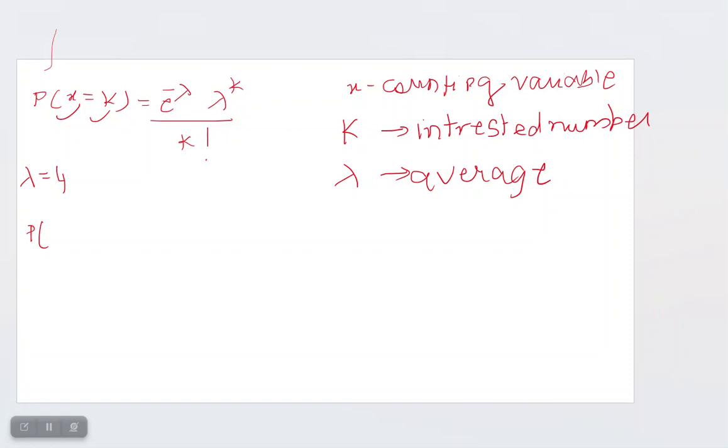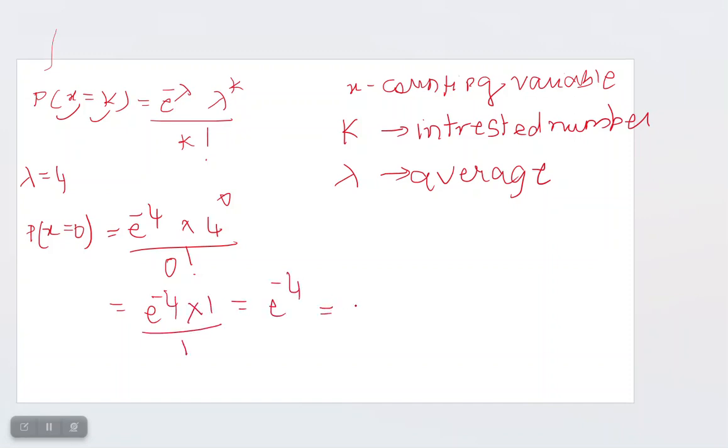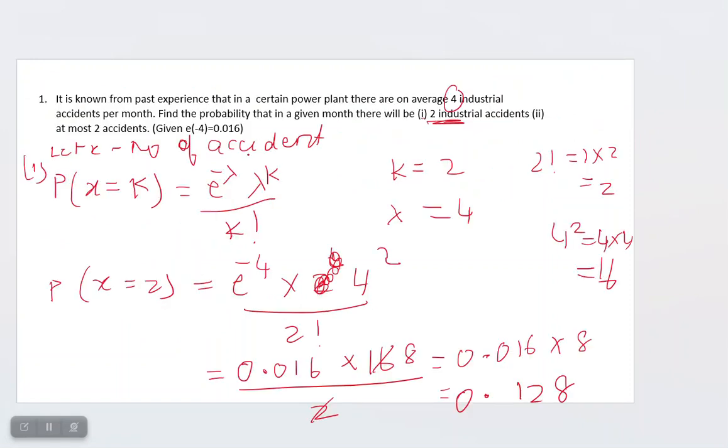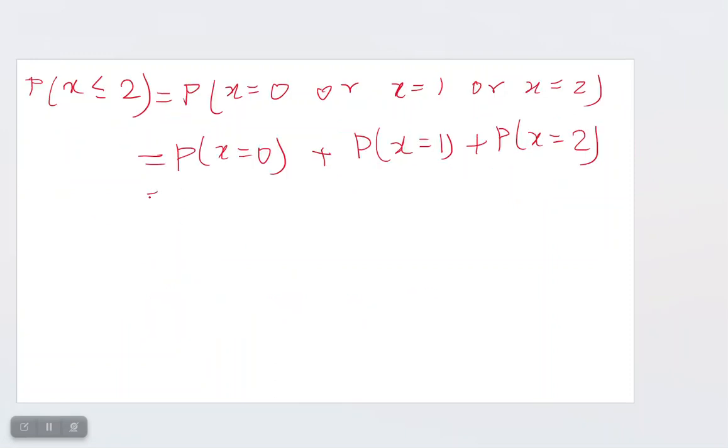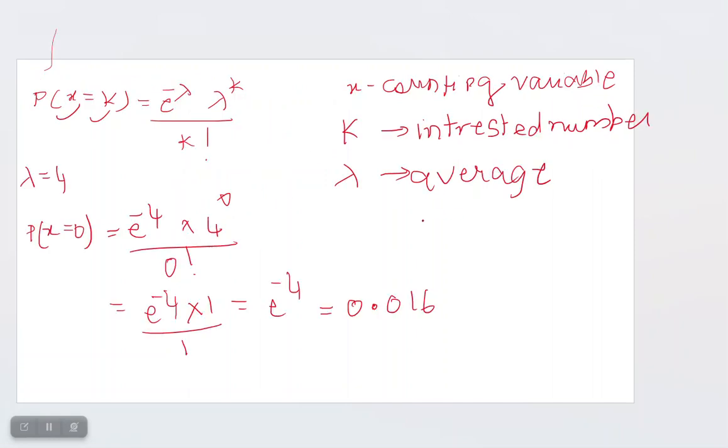Now we are interested in P of x equal to 0, so k also will become 0. So e raised to minus lambda, lambda was 4, then 4 raised to 0 upon 0 factorial. 4 raised to 0 is 1, 0 factorial is 1, so we are left with e raised to minus 4. The value of e raised to minus 4 is given in the question as 0.016. So P of x equal to 0 is 0.016.